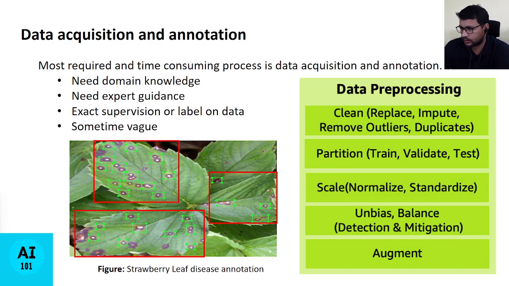Here is one example using an object detection model, solving the problem of strawberry disease. And here are two ways: one is the large bounding box, and another is the small bounding box. On the left, you can see the small one with the green bounding box, and the big one is the bounding box with the red color.